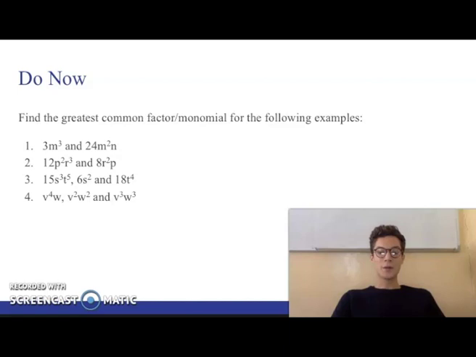Remember to find the greatest common factor between monomials, take each monomial and write its factorization. Then identify the highest factors common to both monomials. If you're confused, think about how you reduce or simplify fractions. This is a common application of GCF. At this point, I would pause the video and get started on the do now.